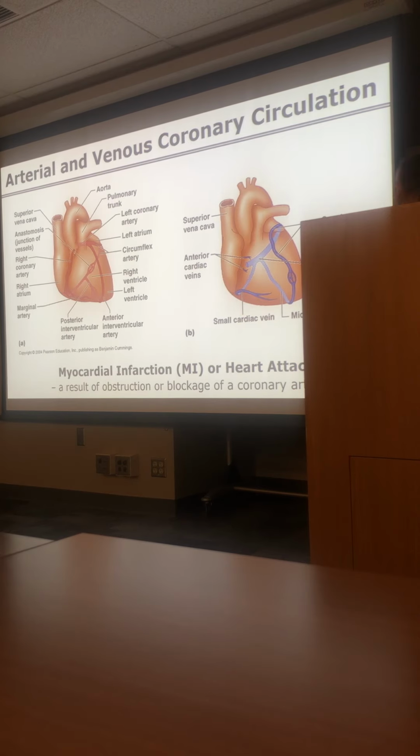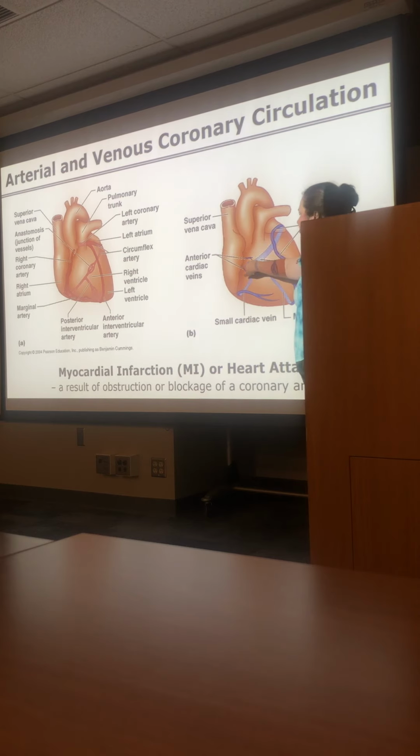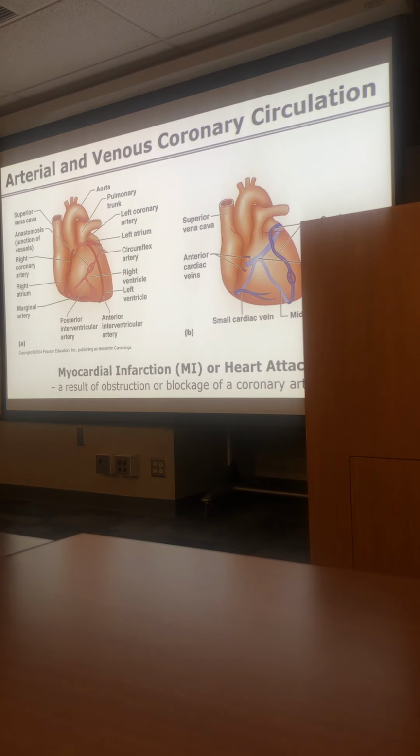We then drain back through veins. You can see the different veins here, which all end up draining into the coronary sinus, which we know is on the back side of the heart, just below the left atrium. But it's going to head over towards the right side and dump that deoxygenated blood into the right side.